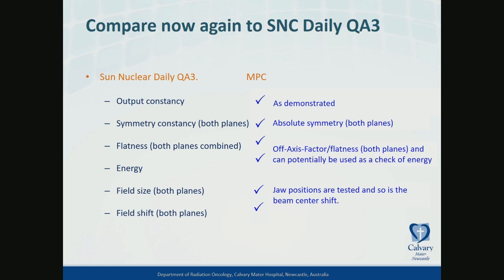So if we implement these proposals that I've just put to you and compare back against our QA3, you see we've got all blue ticks, at least in my opinion. So we've got an absolute symmetry measurement in both planes, which probably is even a little bit better than the QA3. And we've also got flatness and energy via the WashU method.